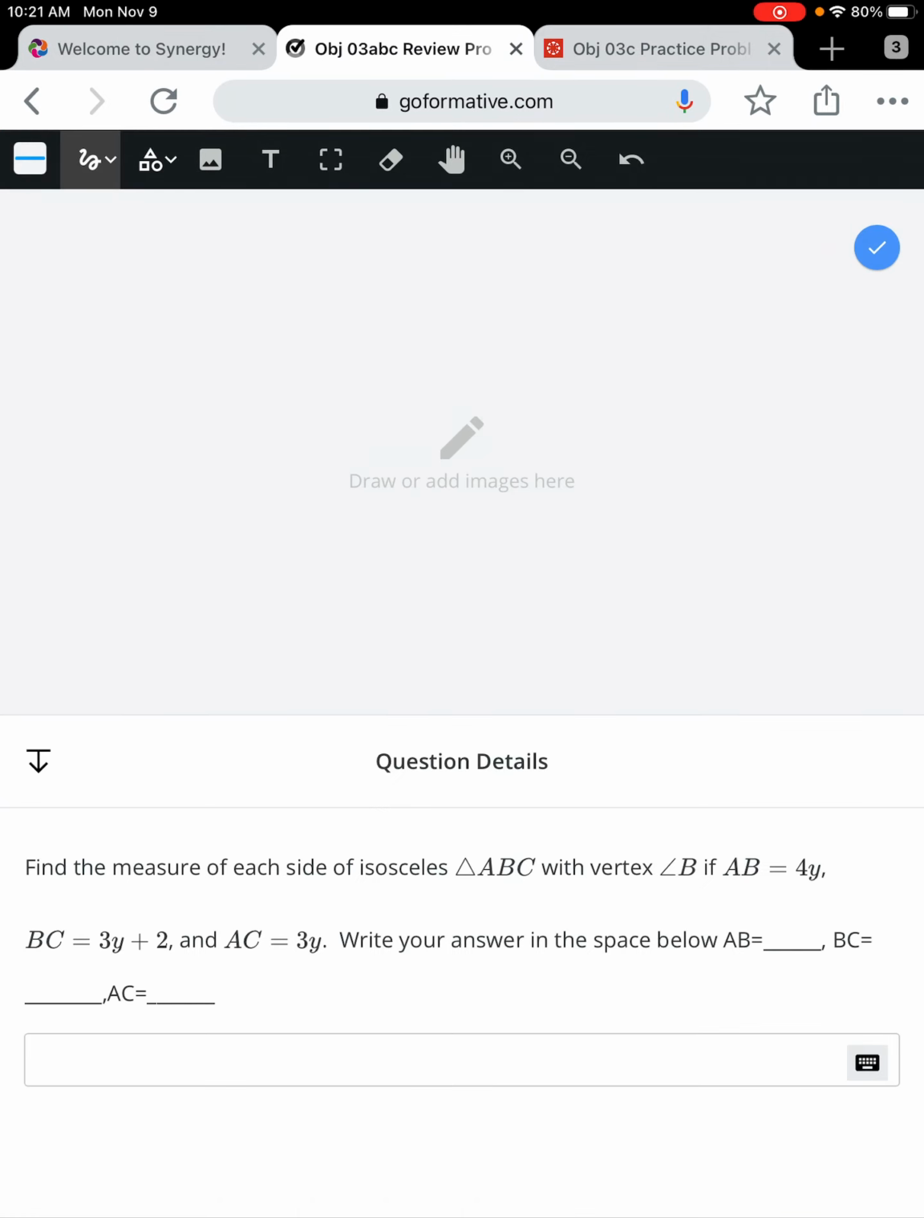For the next one, it's an isosceles triangle. The first thing I do is I draw an isosceles triangle. It is A, B, C. The next thing it says is vertex is B. Okay, if the vertex is B, well, the vertex angle in an isosceles triangle is created by the two congruent sides. So I know with that AB must be congruent to BC, that they're the same measure.